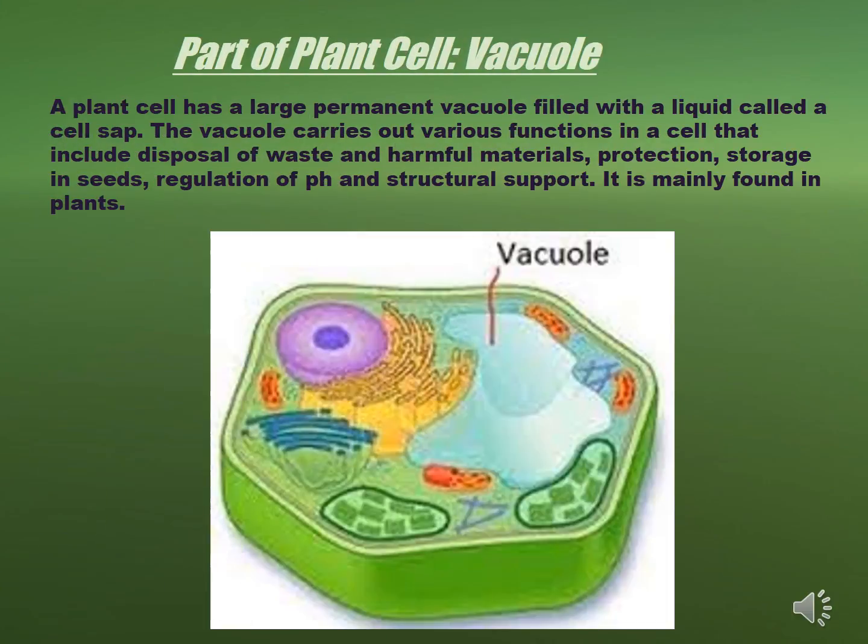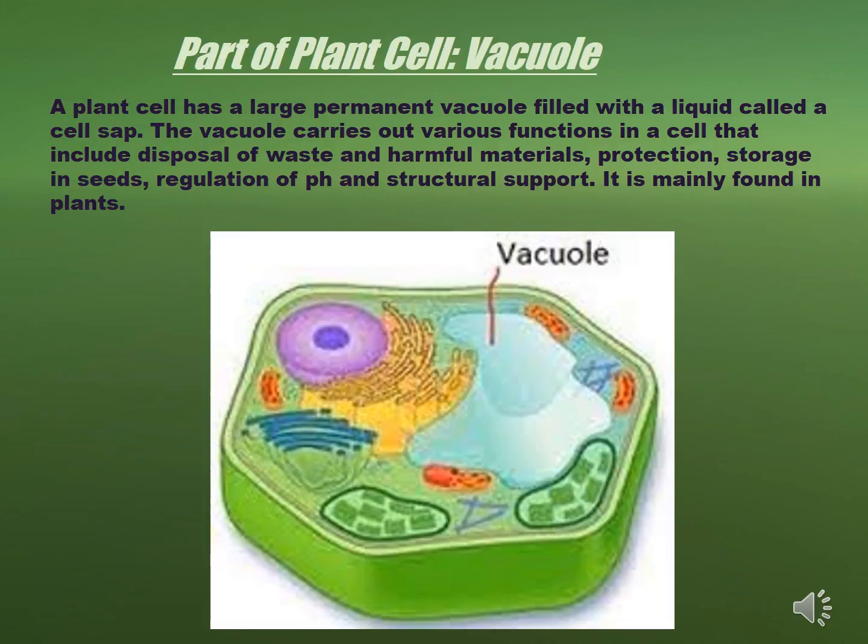Part of plant cell. Cell vacuole. A plant cell has a large permanent vacuole filled with a liquid called cell sap. The vacuole carries out various functions in a cell that include disposal of waste and harmful materials, protection, storage in seeds, regulation of pH and structural support. It is mainly found in plants.